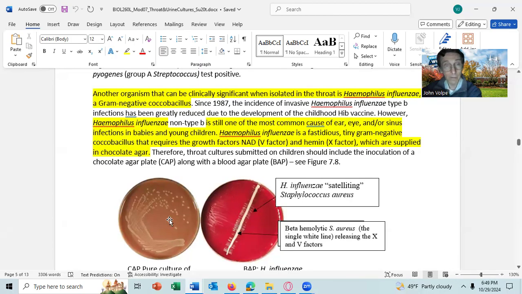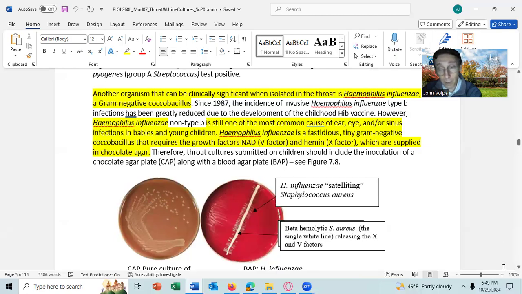But it can grow on chocolate agar because chocolate agar is the same as blood agar, except we added the blood when the agar first came out of the autoclave, when it is very hot. And that will lyse the red blood cells, releasing the factors, specifically the V factor and the X factor, from the blood cells, which will then make the factors available to the Haemophilus influenzae. So Haemophilus influenzae will grow on chocolate agar as shown here.